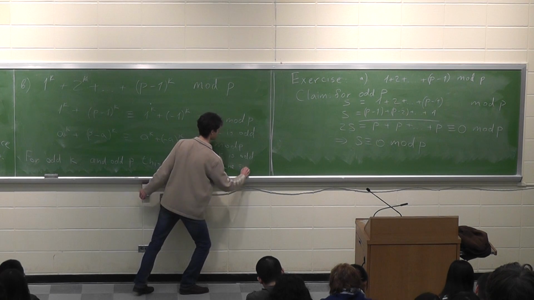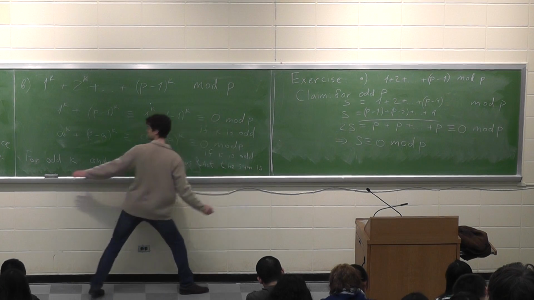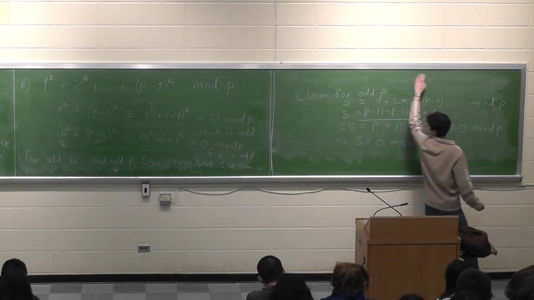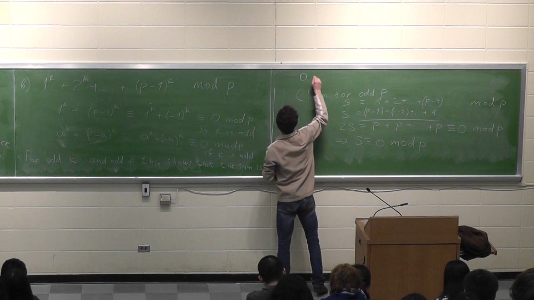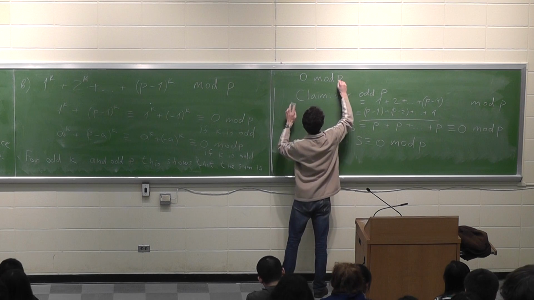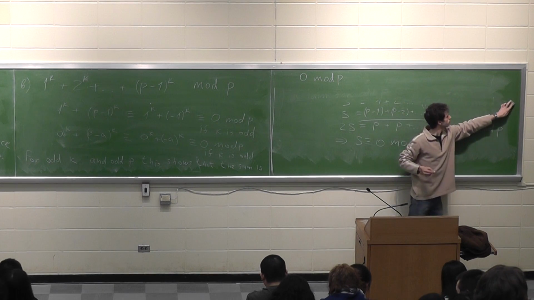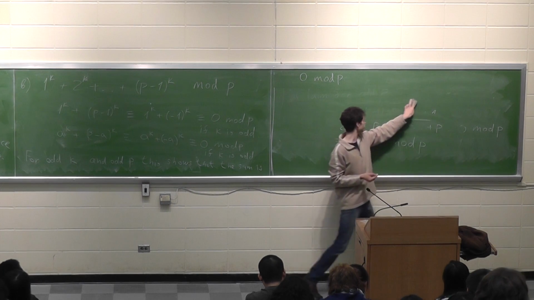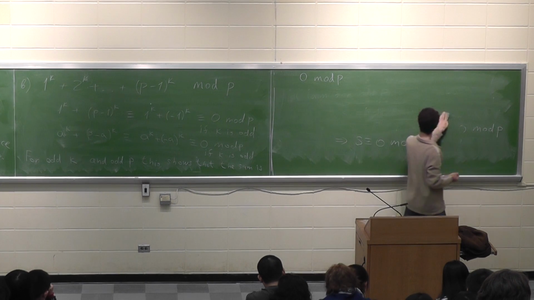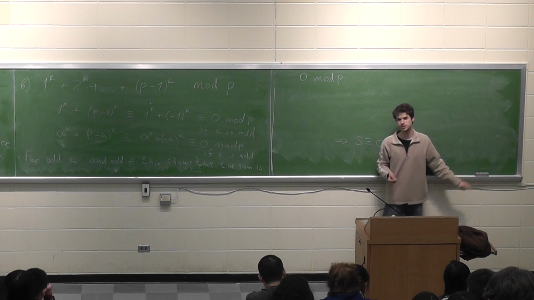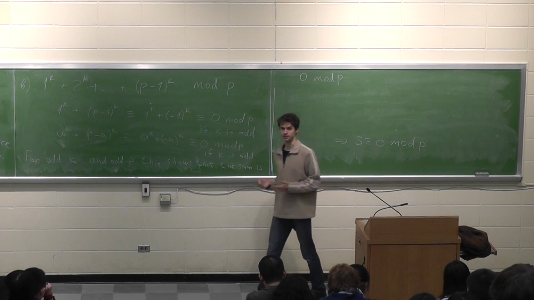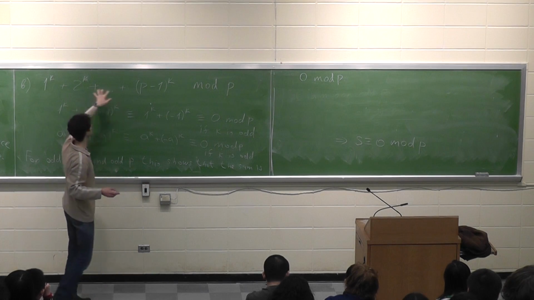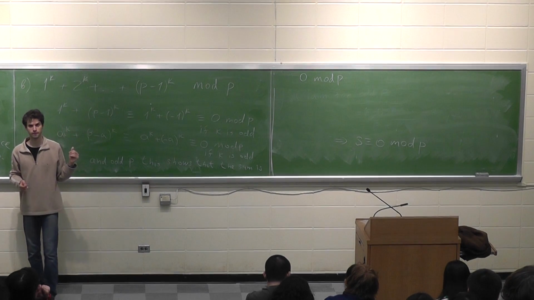The sum is 0 modulo p. So I guess the first non-trivial case we encounter is k equal to 2. What about some squares? How can we compute what is the sum of squares modulo p?